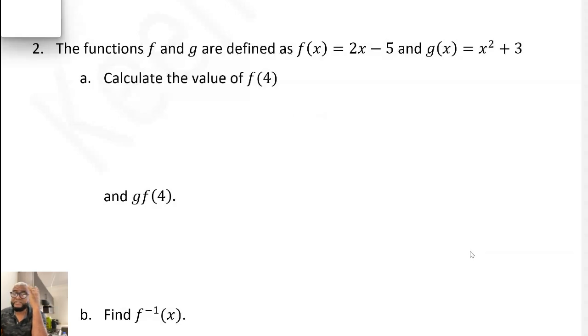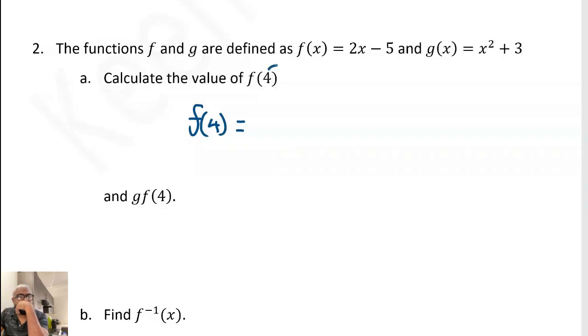The functions f and g are defined as f of x is equal to 2x minus 5 and g of x is equal to x squared plus 3. Watch me. I want to find f of 4. So Cristiano, what's my input here? When I use the word input, what's the input here? If I want to find f of 4, what's the input? The input number. No, it's the 4. The 4 is the input, right?